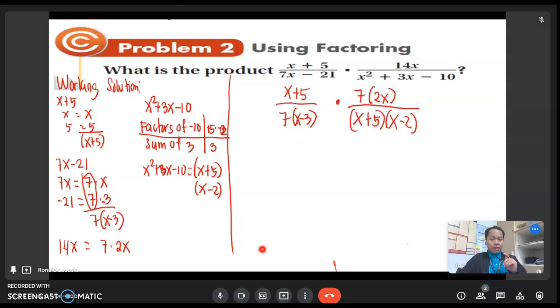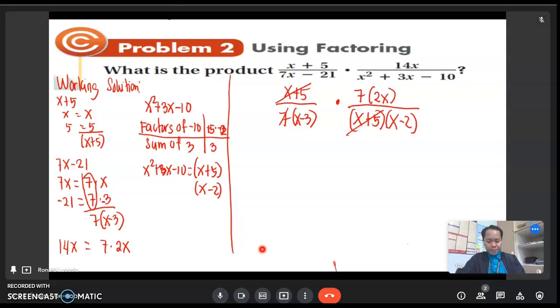And then you look at whether you can cancel out something there that has a common factor, for example x + 5 and x + 5. Students, you can only cancel out or divide when one is in the numerator and its common factor is in the denominator, or denominator and numerator. You cannot cancel out when they are both in the numerator or both in the denominator.